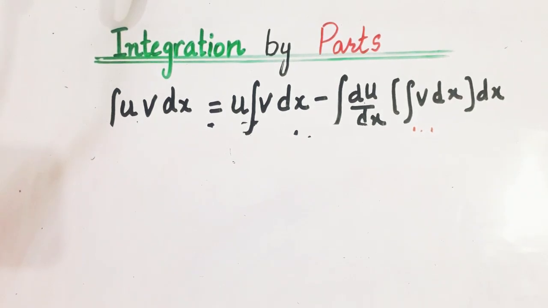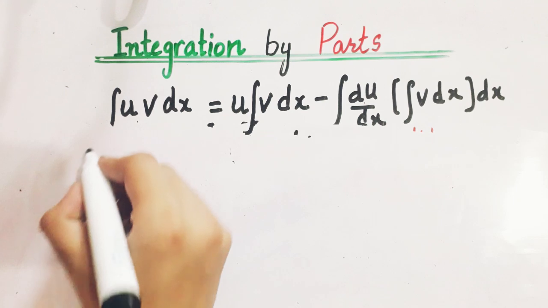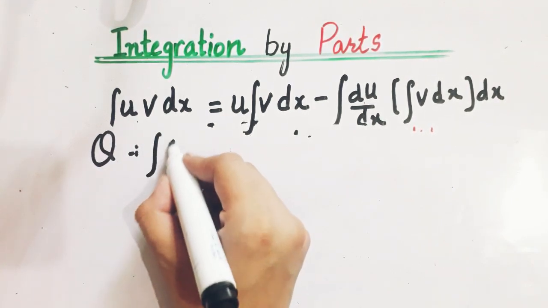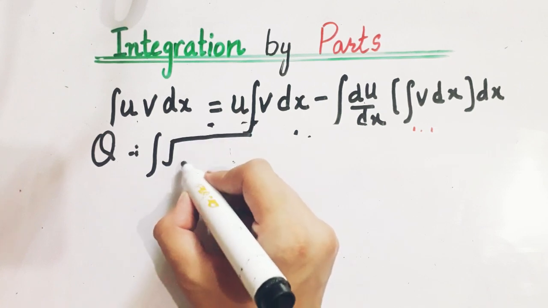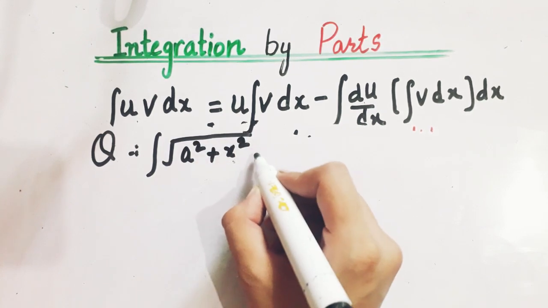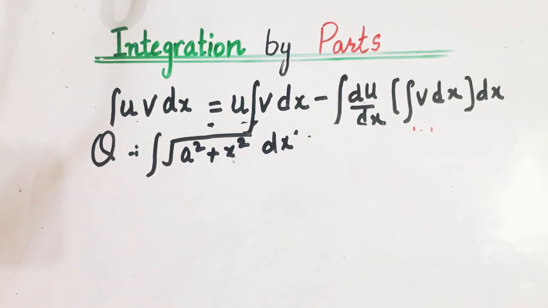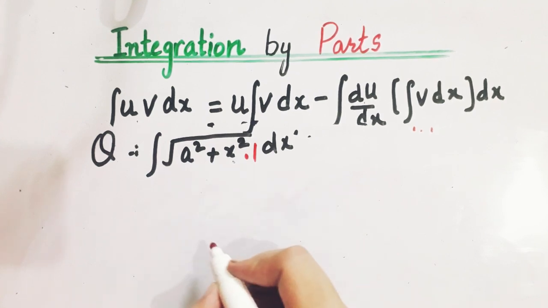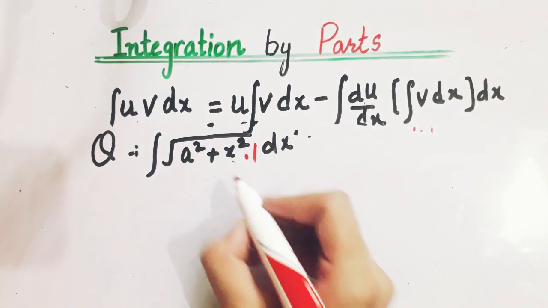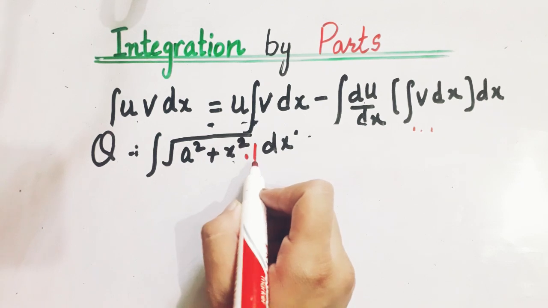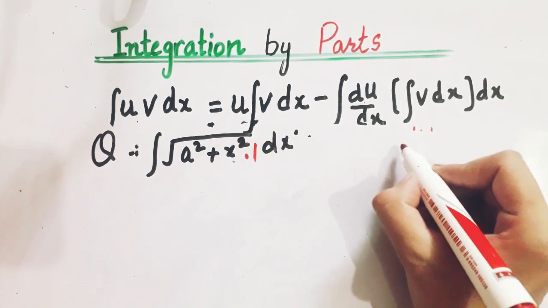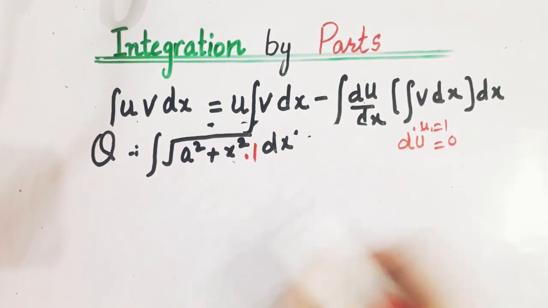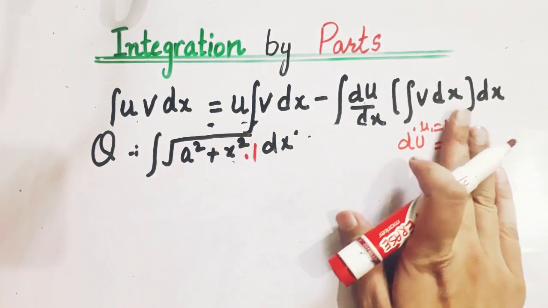Now we will solve another question, that is the integration of square root of a square plus x square dx. So we will write 1 for ourselves to apply integration by parts. So if we take 1 as u, then we know that du will be equal to 0 and our whole question cannot be easily solved.